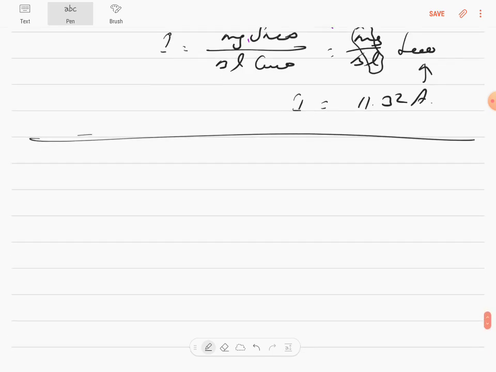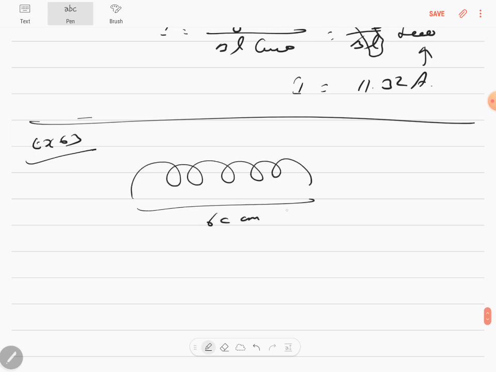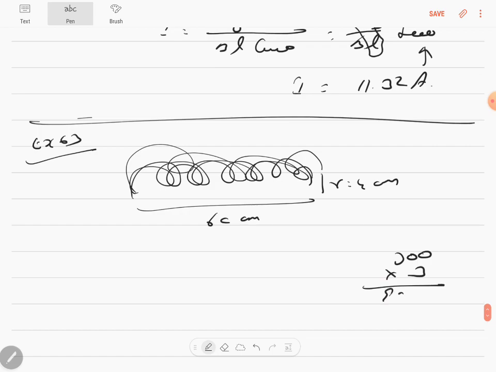Okay. Example 63. A solenoid of 60 centimeter long and a 4 centimeter radius has 3 layers of windings of 300 turns, means one layer, another second layer, another third layer, which means 300 turns is there in one layer. So 300 times 3 will be 900 turns, the total number of turns if you consider everything, and the current has to be multiplied by it, correct?